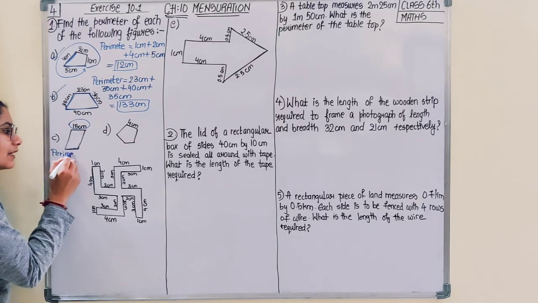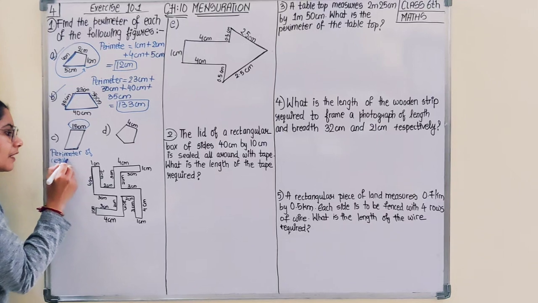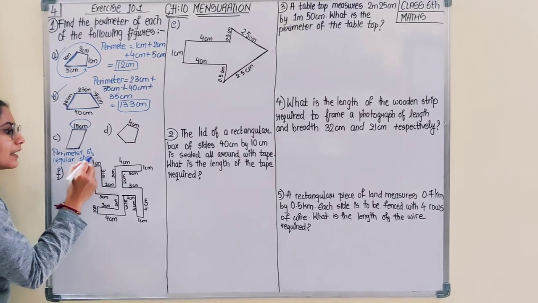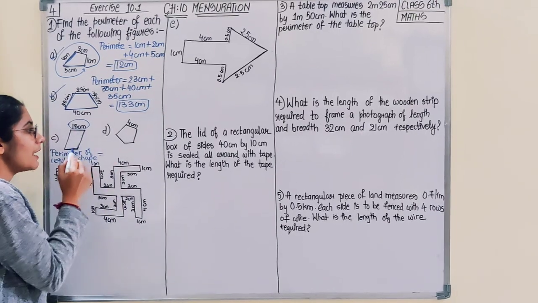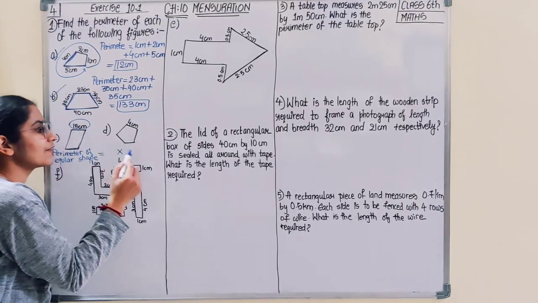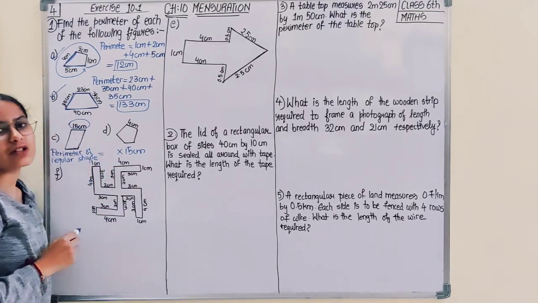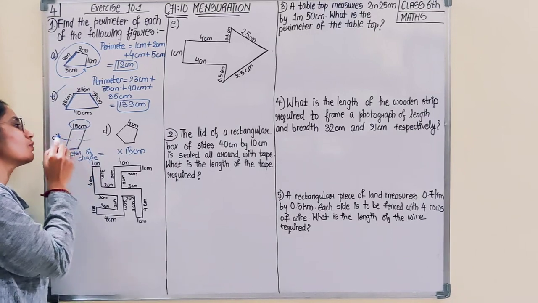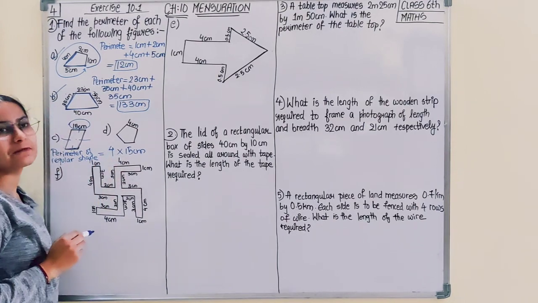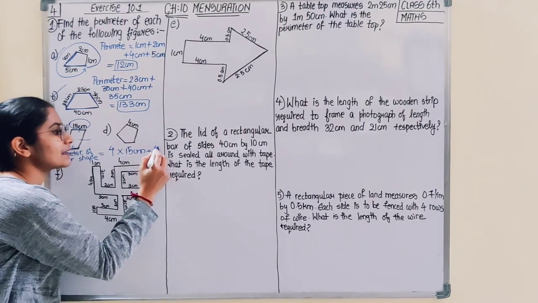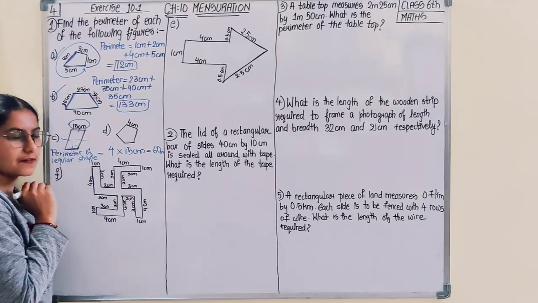So perimeter of regular shape is equal to number of sides into given side, which is 15 centimeter. How many sides are there in this closed figure? 1 2 3 4. So 4 into 15, that would be 60 centimeter. So 60 centimeter is the perimeter of this figure.